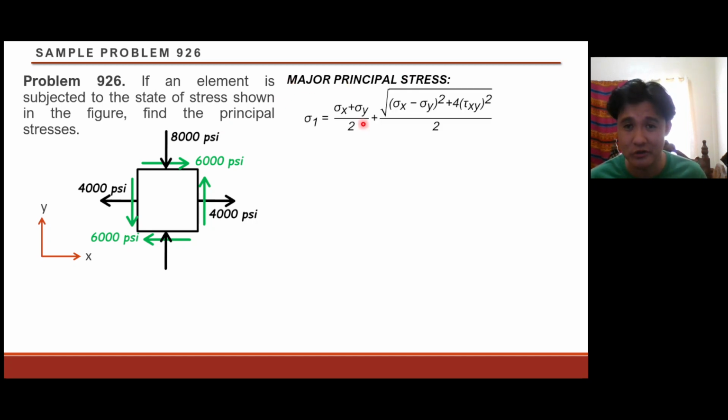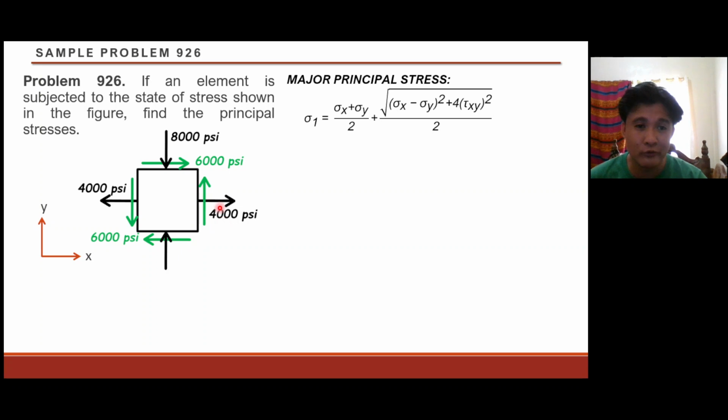The equation natin for major principal stress, that is equal to stress x plus stress y over 2 plus square root of stress x minus stress y squared plus 4 shear stress xy squared all over 2. Now, before tayo mag-input, kailangan muna natin i-consider yung mga nature ng stresses natin. Is it compressive or tensile? So, yung general rule natin na positive ang tension, negative ang compression, it applies the same. Kasi sa mga considerations natin kanina nung sinolve natin itong mga equations na ito, yung mga stresses natin or yung mga forces natin, they are considered as tensile. So, positive siya.